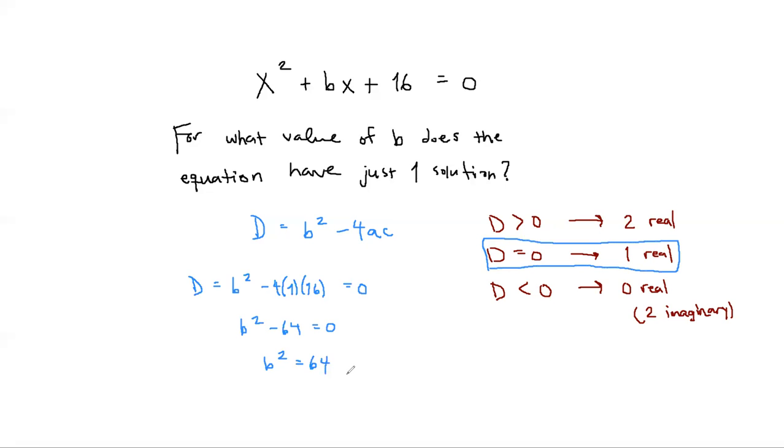At this point, you have to be careful. When you take the square root of both sides in an equation like this one, you have to take the positive and negative square root, which means that there are two possible values of b for which the equation has just one solution, positive 8 and negative 8.